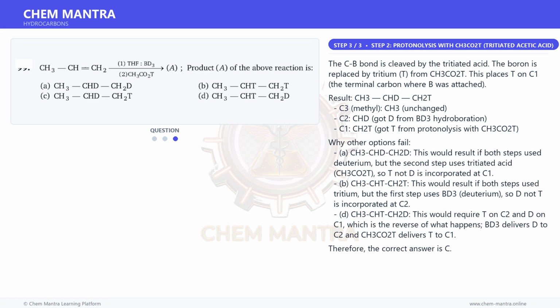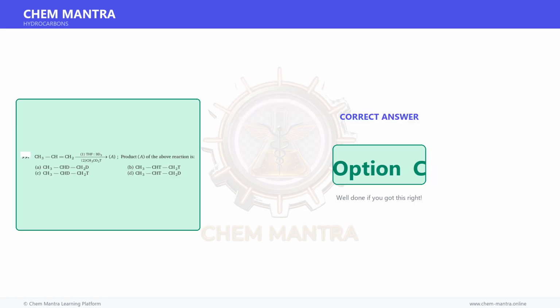D. CH3-CHT-CH2D. This would require T on C2 and D on C1, which is the reverse of what happens. BD3 delivers D to C2 and CH3CO2T delivers T to C1. Therefore, the correct answer is option C.